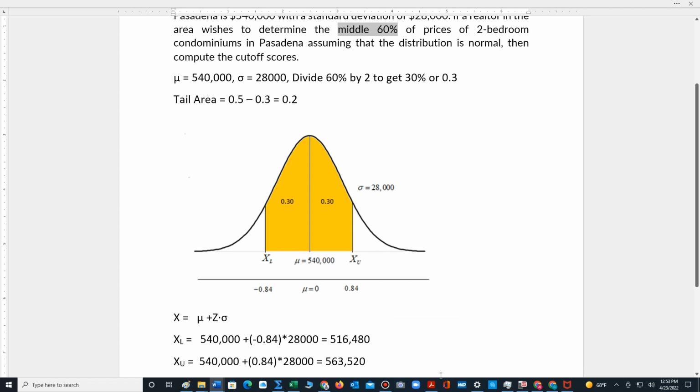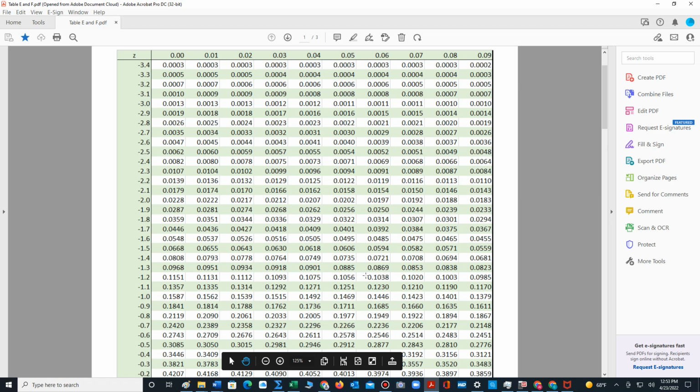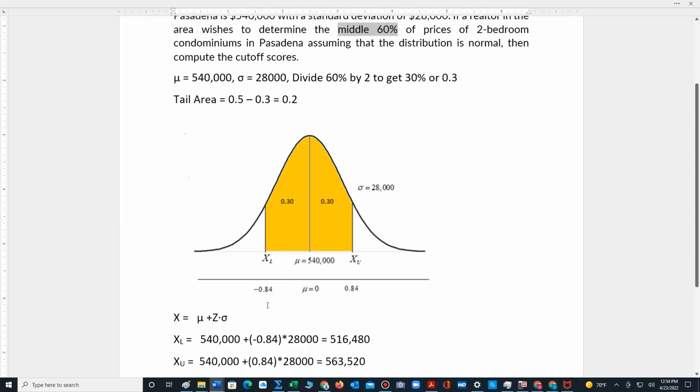Since we're focused on the left side, we will be looking for a negative Z value. The Z values, recall, are on the outskirts of the table. We have to look on the inside of the table for the area that's closest to 0.2. It turns out that the area that's closest to 0.2 is 0.2005. So if we look to the left, we have negative 0.8, and if we look up, 0.04, that is the Z value. It is negative 0.84.